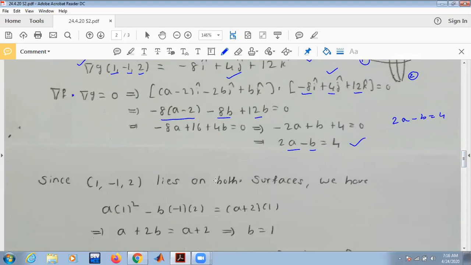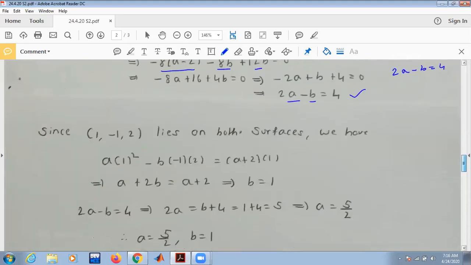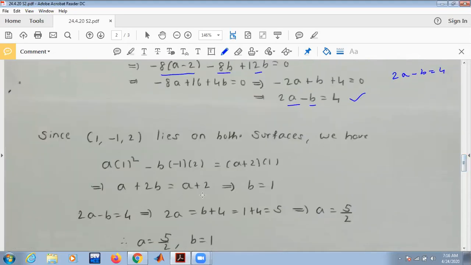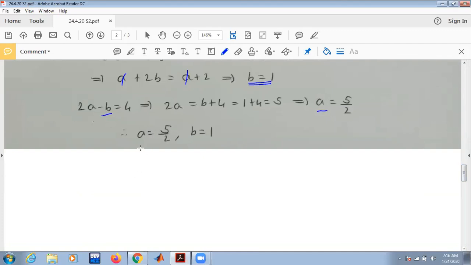Since (1, -1, 2) lies on both surfaces, I am substituting this in the first equation. Then you will get an equation involving a and b. When you cancel out a on both sides, you will get b equals 1. When I substitute b equal to 1 in the first equation, you will observe that a equals 5 by 2. Therefore, the unknowns are a equal to 5 by 2 and b equal to 1.